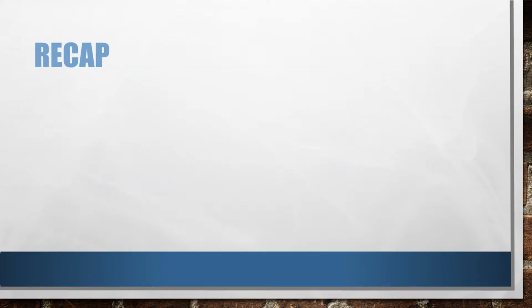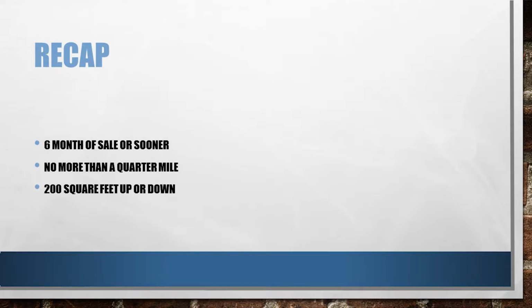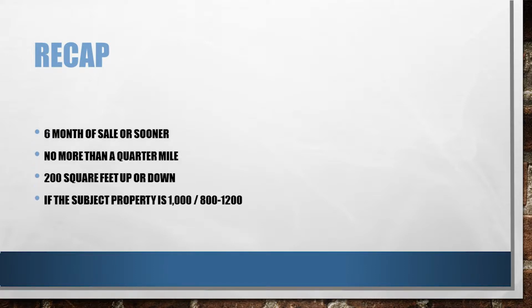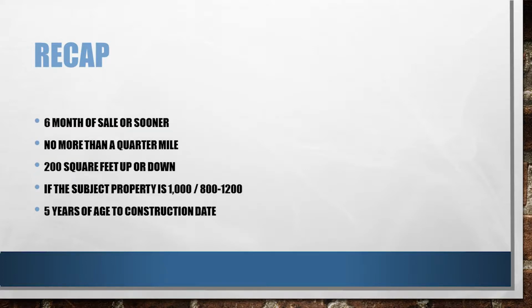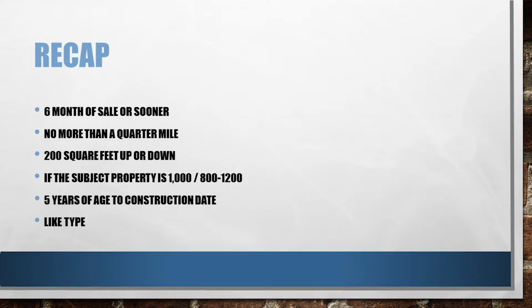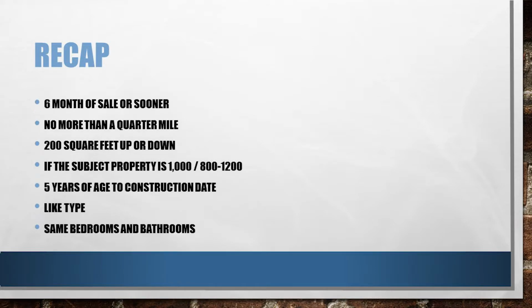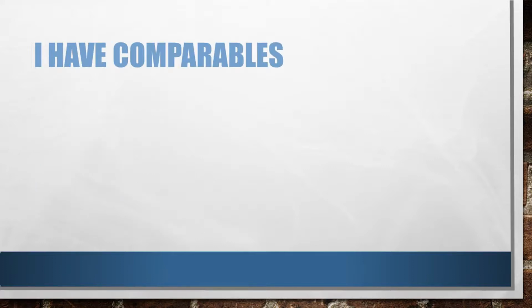So let's recap this. 6 months of sale or sooner, no more than a quarter mile, 200 square feet up or down. So if the subject property is 1,000, 800 to 1,200. 5 years of age, construction date. So if mine was built in 1960, I'm going to go 1955, 1965. Like type, so A-frames, flats, blocks, stick frame, whatever it is. Same bedrooms and bathrooms, so 2-in-1 and a 2-in-1. I don't want to go to a 4-in-2. Won't help me. So now I have comparables.